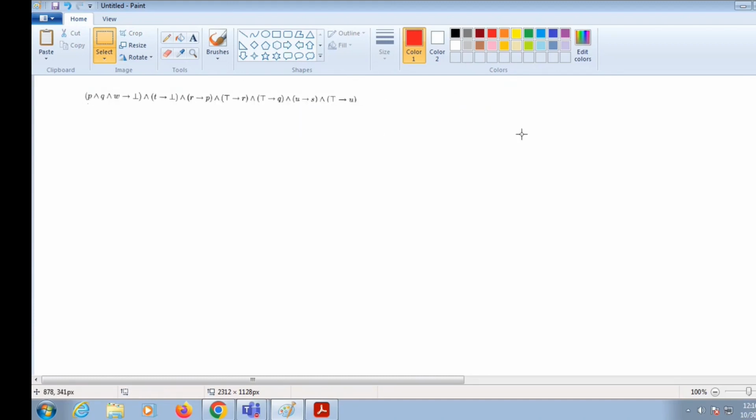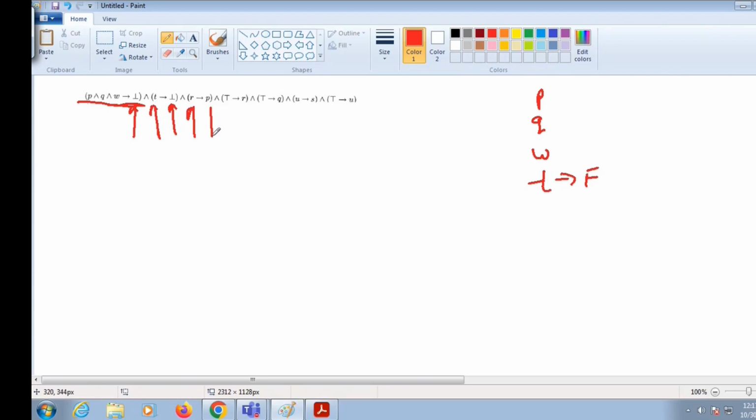So this is a Horn clause. What does the Horn clause say? That P and Q and W implies contradiction. I don't know the value of P, the value of Q, the value of W. If all of them are 1, then we get a contradiction. So T implies contradiction, which means T is equal to false.